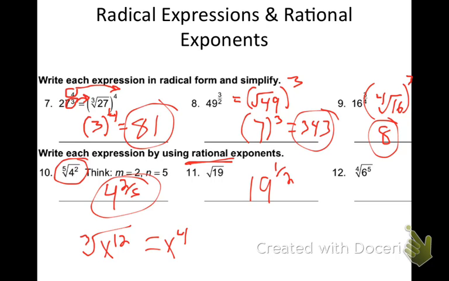Try number 12. The 4th root of 6 to the 5th power. Again, write that as a rational exponent. So again, rational exponent just means fraction. How would that be as a rational exponent, Jack? 6 to the 5/4 power is correct. Nice job, sir. That's all this. Either way is technically correct, I think.